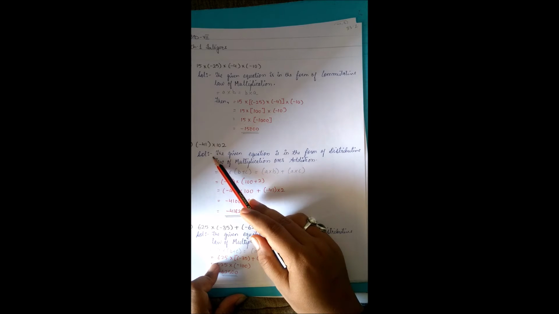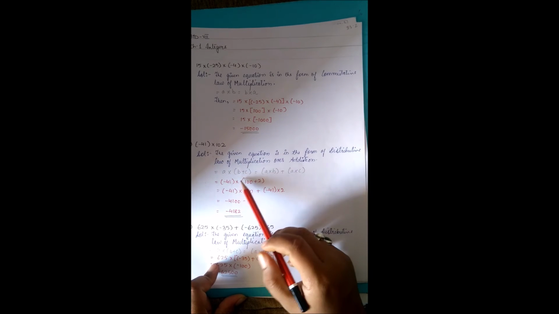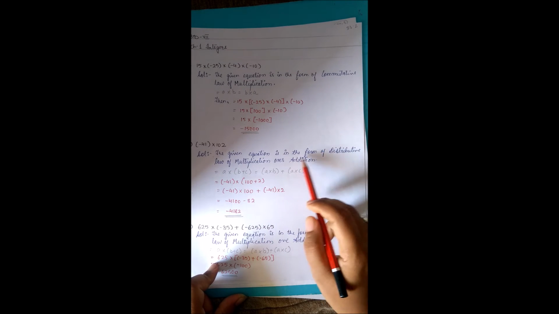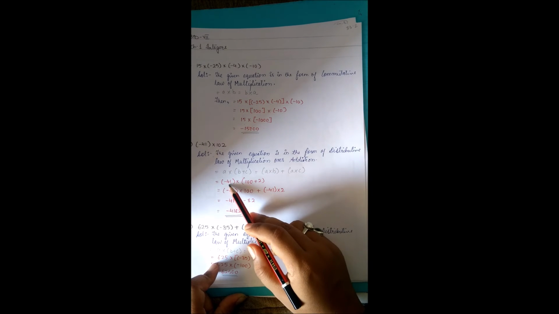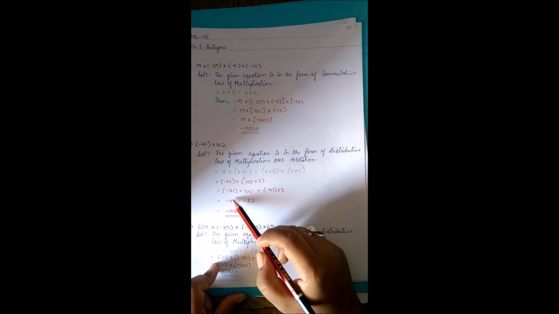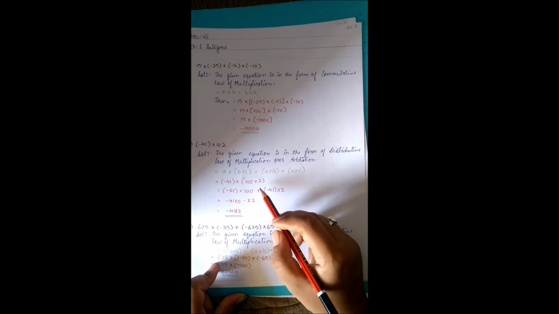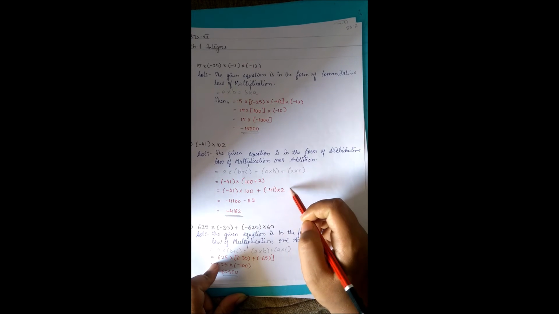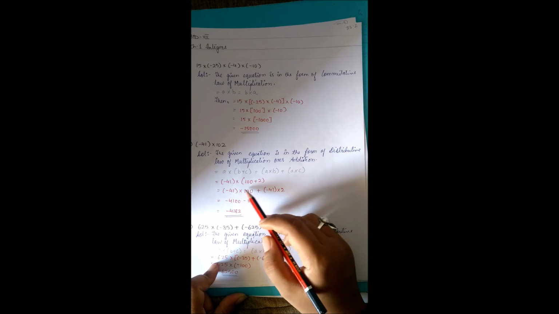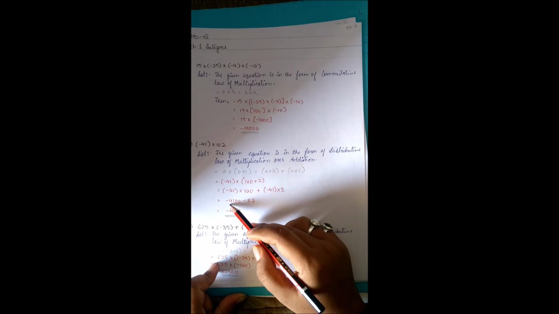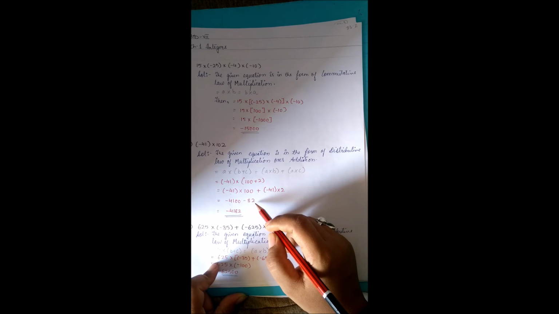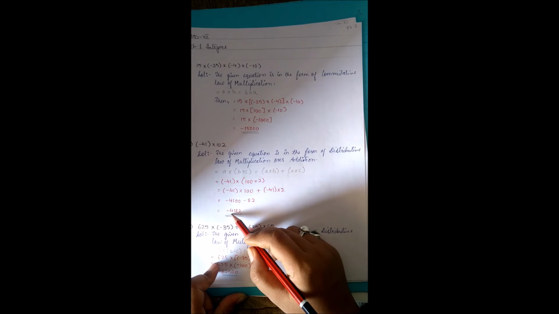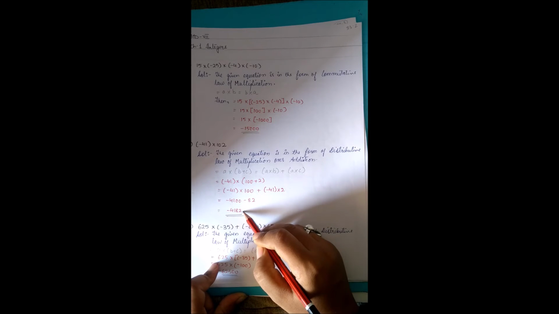Next is minus 41 into 102. This is in the form of distributive law of multiplication over addition. So minus 41 into 100 plus 2. So minus 41 into 100 plus minus 41 into 2. So we will multiply this. Minus 41 into 100, that is 4100, and minus 41 into 2, that is 82. So it is minus 4182.